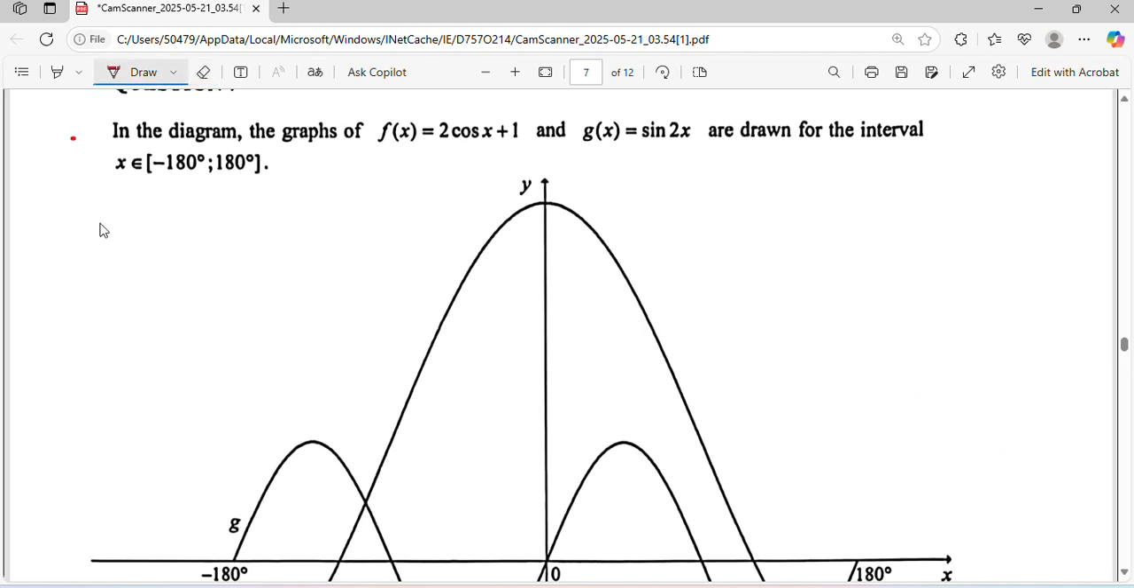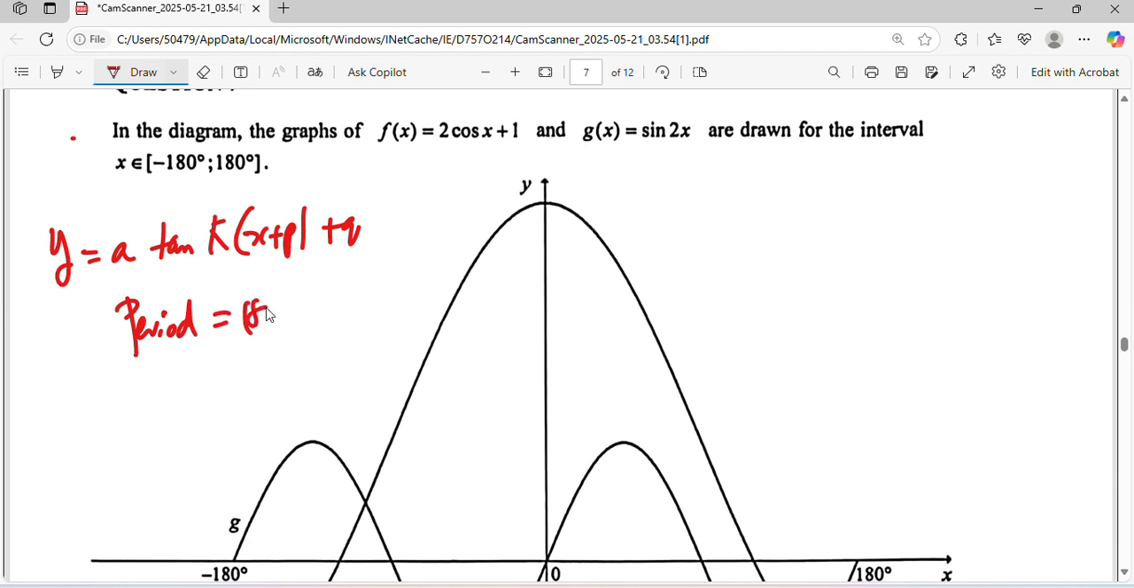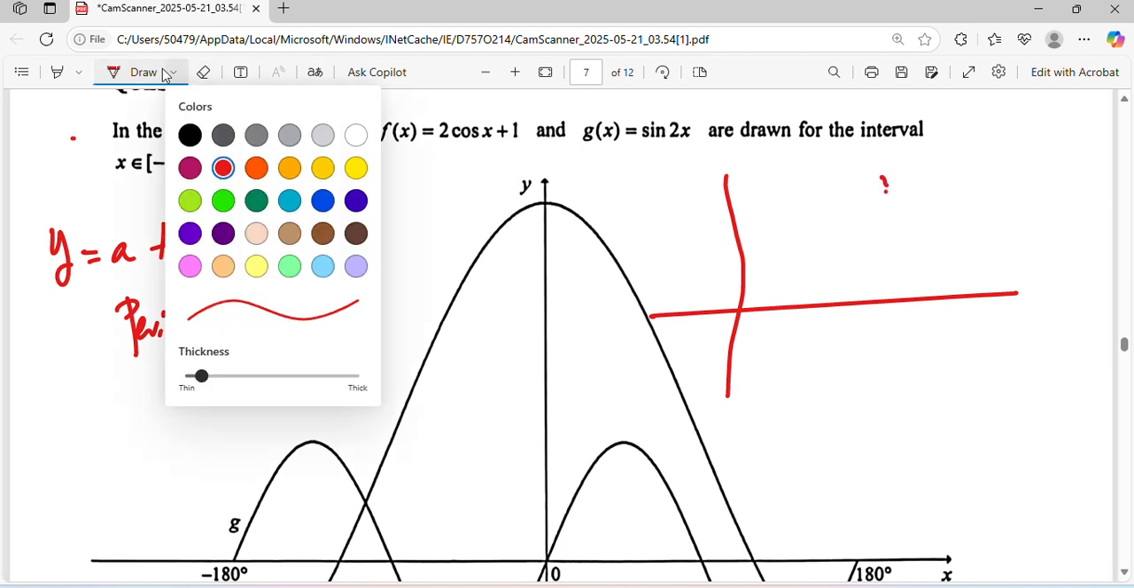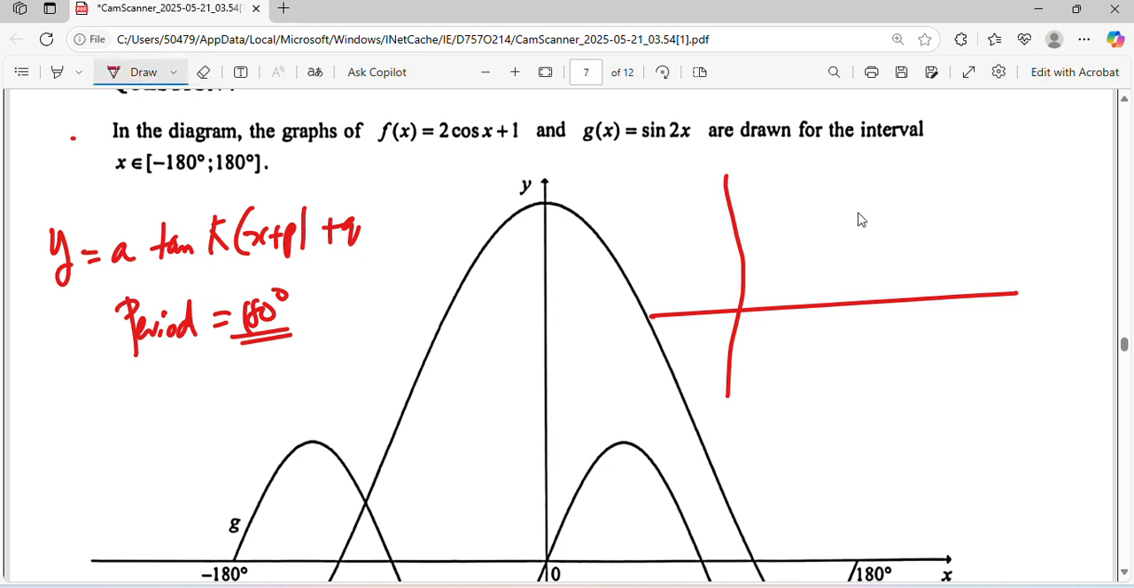Then the tan graph, still it's y equals a tan of k x plus p, plus q. Now this one, the period is 180. Every 180 it repeats itself. Now it looks like this. Let me just do a rough sketch of this. Remember, it has asymptotes at plus minus 90. If I'm only drawing it on this side, it's going to have an asymptote at 90 there, and it's going to look something like that. It approaches this asymptote at 90.